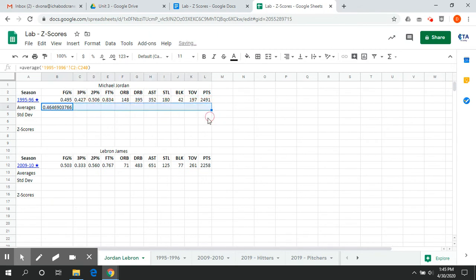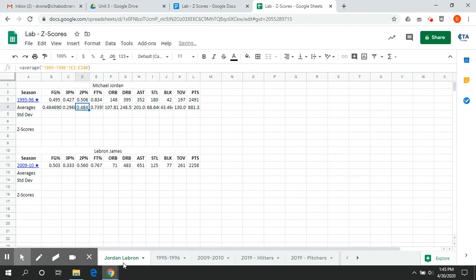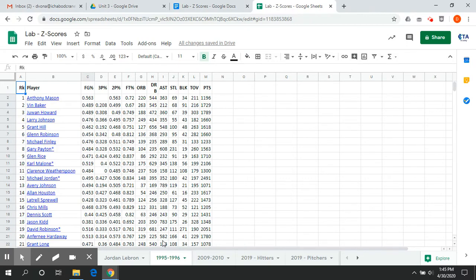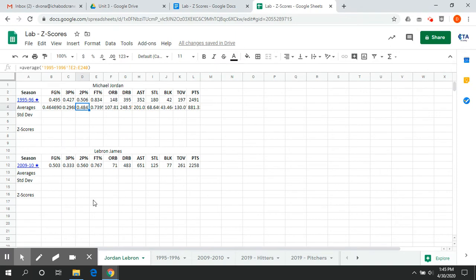If I drag it across, everything's in the same order, so it's just going to work. The next one is the 3-point percentage, the next one is the 2-point percentage, and so on and so forth. So it will work and give me everything I need. If I go over here, we can see that everything's in the same order: field goal, 3-point, 2-point, free throw, and so on. So I only have to do it once, and then I can drag it over and get all the values that I need there.